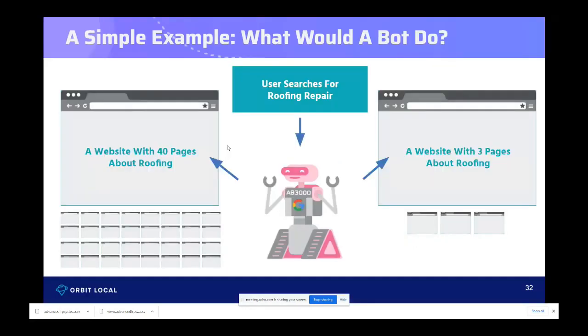Here's a simple explanation. Let's say someone is searching for roofing repair, and Google's going to look at a website with 40 pages about roofing, and another website with 3 pages about roofing. Which one do you think a robot would choose? A robot would definitely choose the website that has more content about this. And then you could use internal linking and keyword targeting to make sure that Google's ranking the right pages. But again, this is all about having website relevancy.